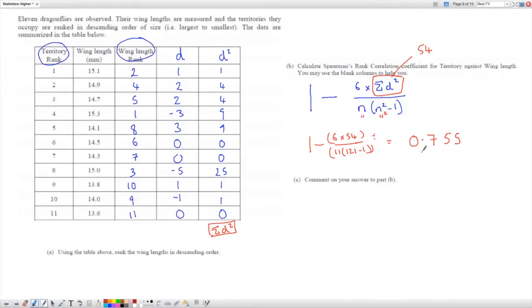We're then asked to comment on this answer. As this answer is positive and near 1, we can see here that we have a positive correlation. But what does that actually mean? Well, it means there's a relationship here, and that as territory increases, wingspan or length also increases. So they both increase together.